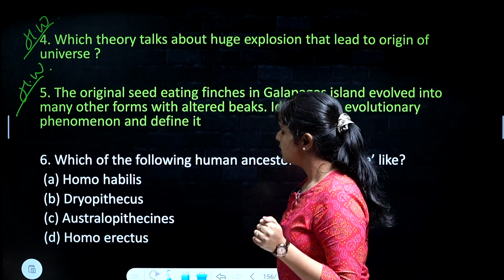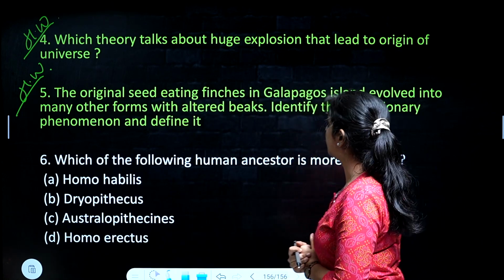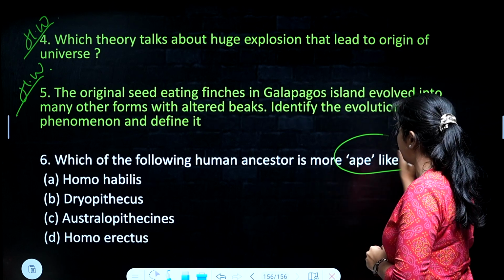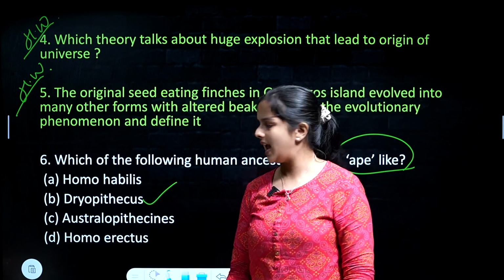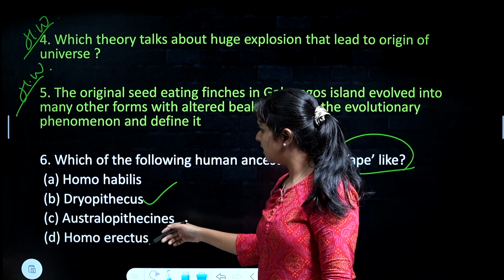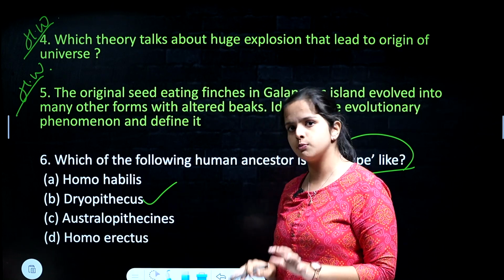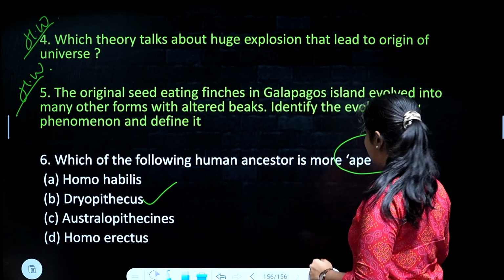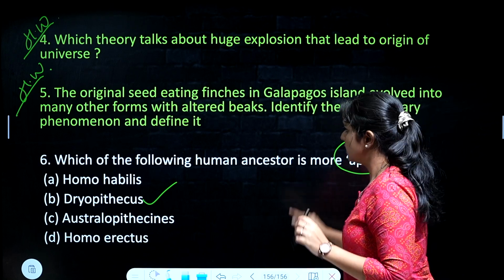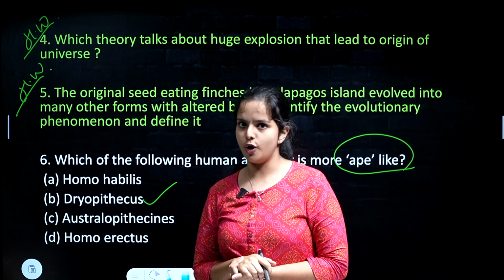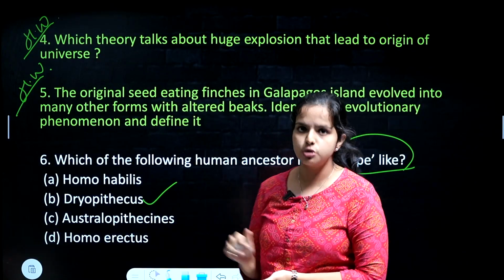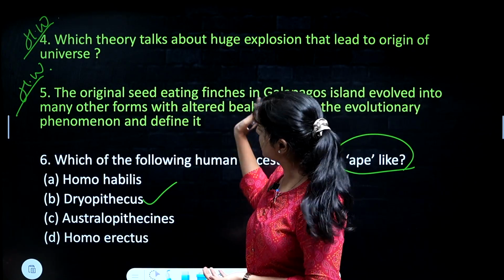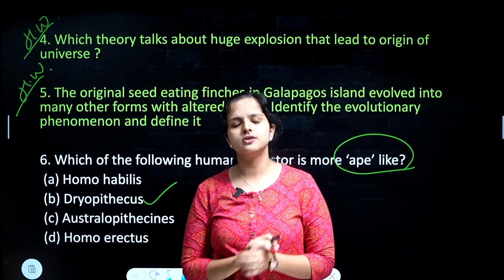Okay, guys? So now let's look at the next question. Which of the following human ancestors is more ape-like? Of course, the first one, the Dryopithecus, is more ape-like, and the next one, the Ramapithecus, is more man-like. So those are the questions that I've brought you. I've discussed 6 questions. Out of the 6, I've given 2 as homework. These are the topics that we have discussed in this chapter. So that's all about this chapter.